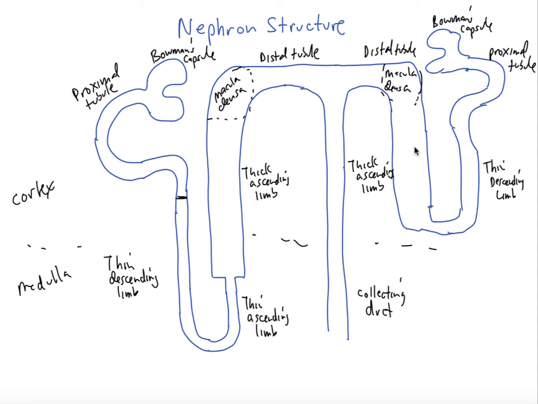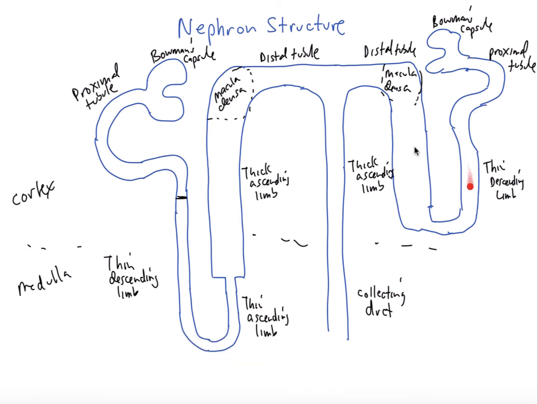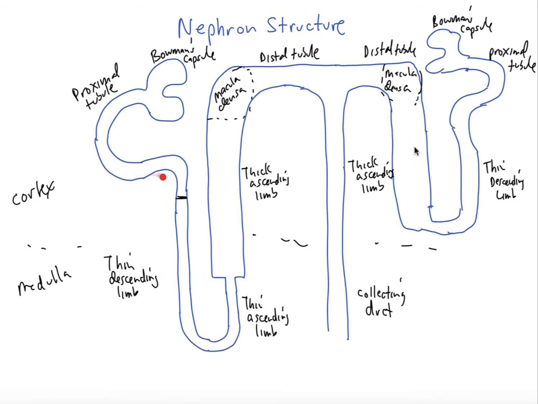So this nephron, this one that's longer, is referred to as the juxtamedullary nephron because it goes down deep into the medulla, whereas this nephron is referred to more as a cortical nephron. The juxtamedullary nephrons can have a much higher capability to concentrate the urine, and so if you have a higher proportion of juxtamedullary nephrons, you have a better capacity to concentrate your urine and conserve water.